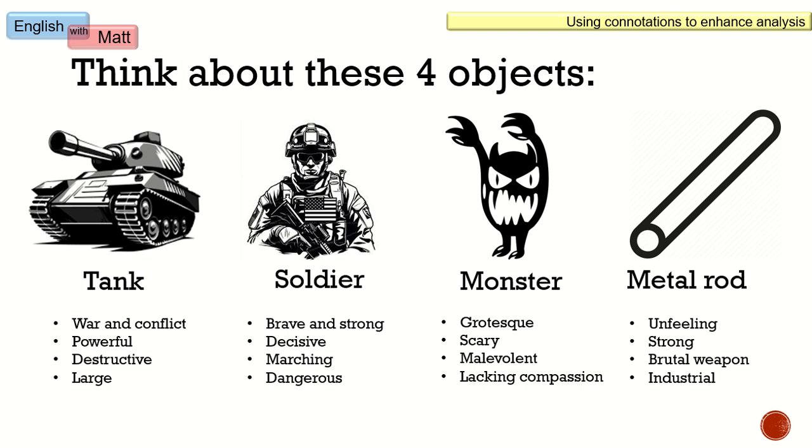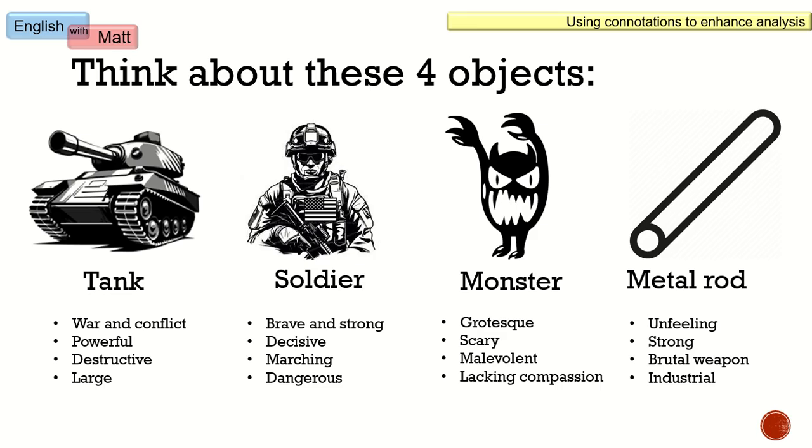For a soldier, they think of something that is brave and strong or decisive, something that might march in a very regimented way, but something that can also be quite dangerous. They have guns, of course, and can cause death relatively quickly. Monsters could create connotations of something that's quite scary or grotesque or malevolent, which is a nice word, or something that lacks compassion. And a metal rod, obviously because it's metal, can be quite strong and quite brutal, but it's also relatively unfeeling. It does not have feelings, for example, because it is not alive.